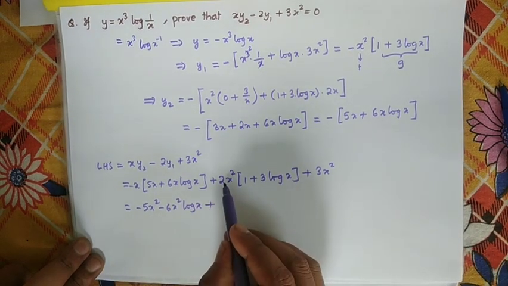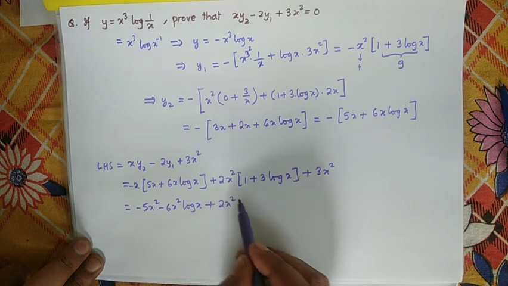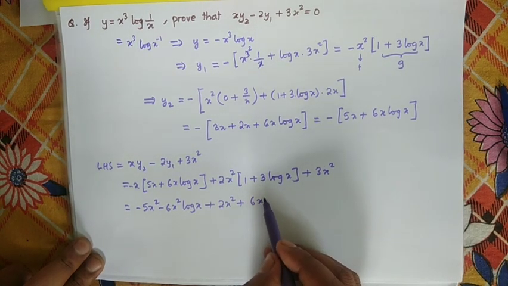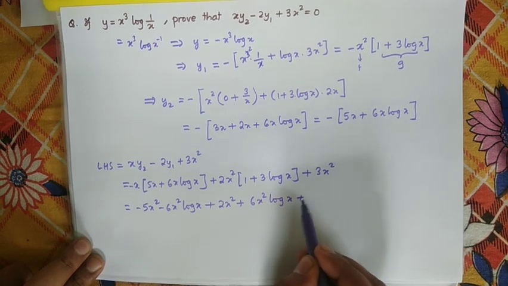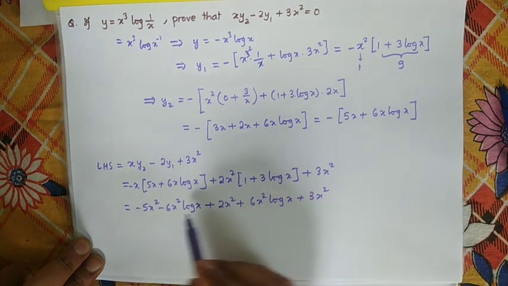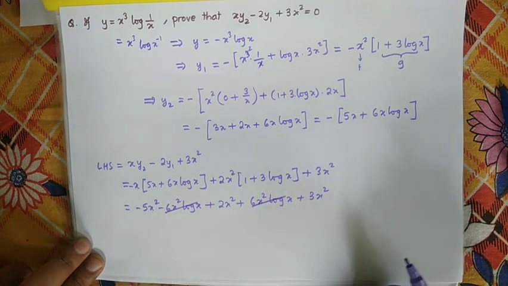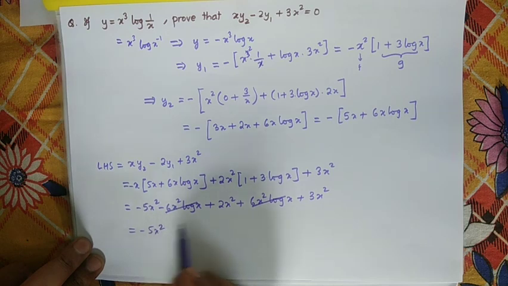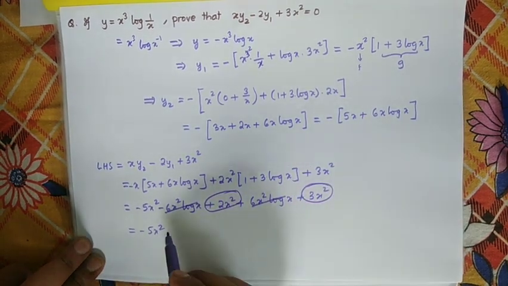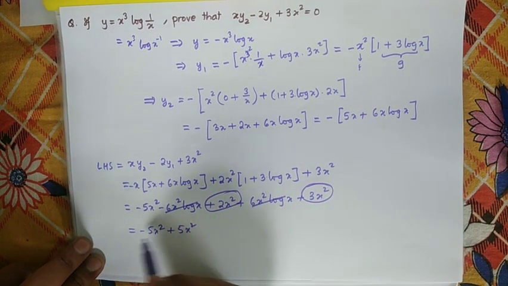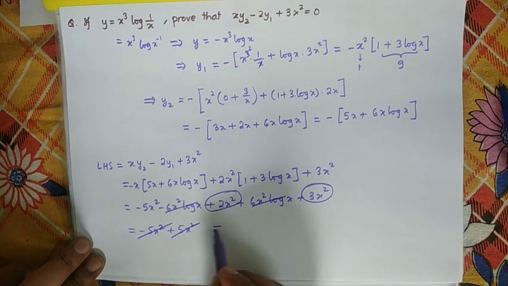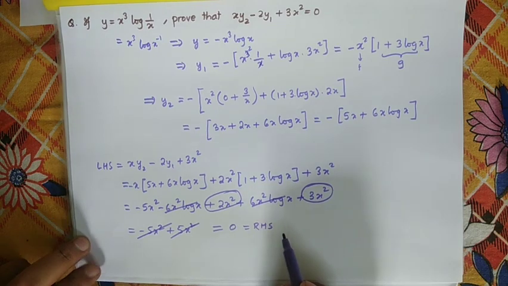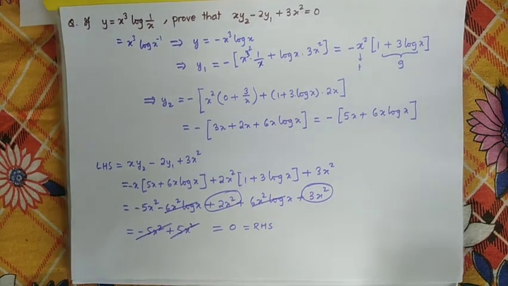Yes, so similarly we have 2x square plus 2 into 3, 6x square log x plus 3x square. So here this and this gets cancelled, right? So we have minus 5x square, this and this gives me plus 5x square. So again both get cancelled, so ultimately I'll get 0, which is my right hand side. So pause the video to note that.